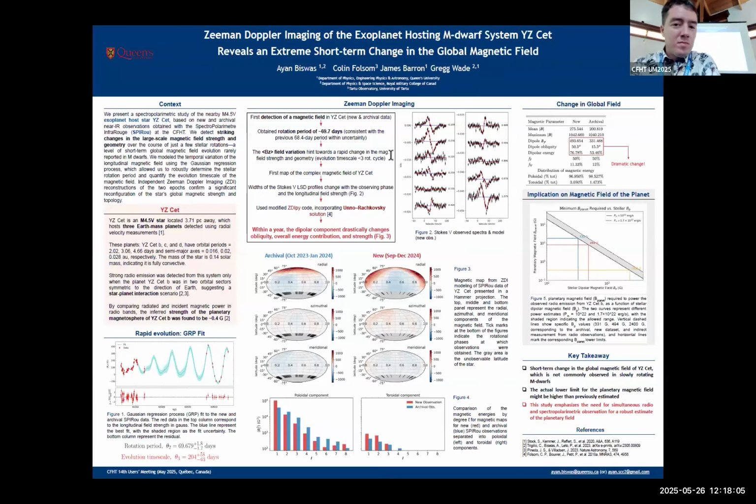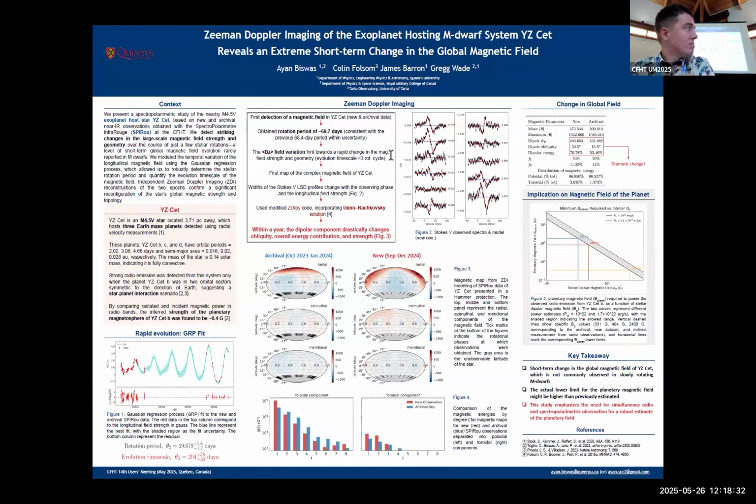I am Ayan from Queen's University. I'm a PhD student, and here in my poster, I am showing results from a specific M dwarf. This is special because I observed it in radio wavelengths, and for a specific orbital phase of the nearby planet, I saw polarized radio emission, which we think is from aurora, from star-planet interaction.